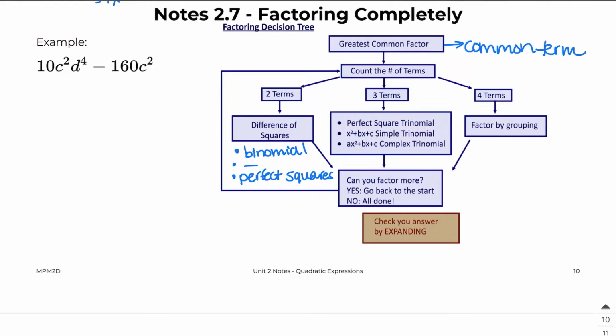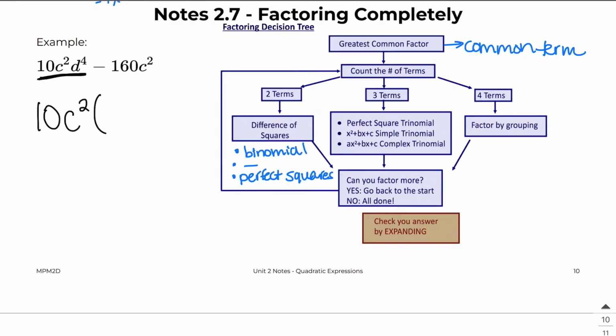And we're going to follow this decision tree, this flow chart, until we get to the point where we say, no, all done. Okay, so the first thing that we're going to do is we're going to look and see, is there a greatest common factor? So looking at this example right here, I can tell for sure that there is a greatest common factor because the coefficients have a 10 in common. I can divide them both by 10, but also the variables have a c squared in common. So I'm going to factor out 10c squared.